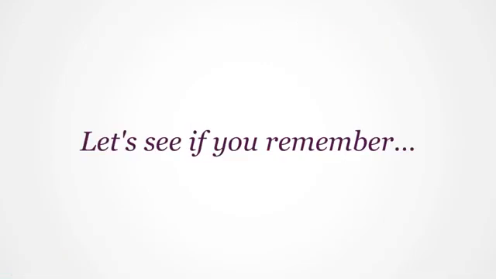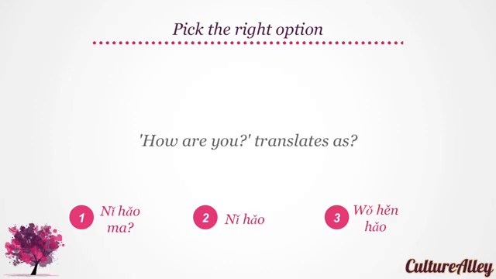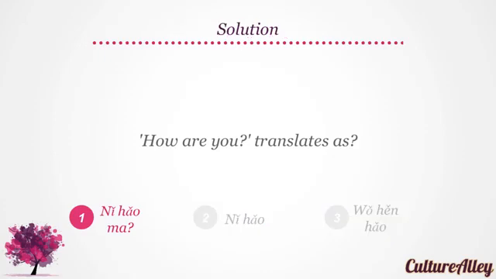Great! It's quiz time now. Let's see if you remember what we've learned till now. What does how are you translate as? Does it translate as 你好吗? Or to 你好? Or does it become 我很好? How are you translates to? That's correct. 你好吗? Good.